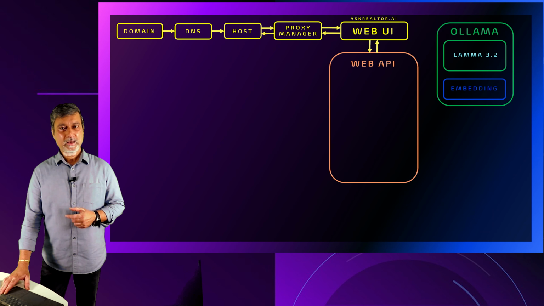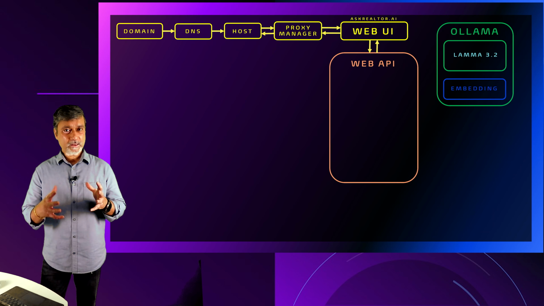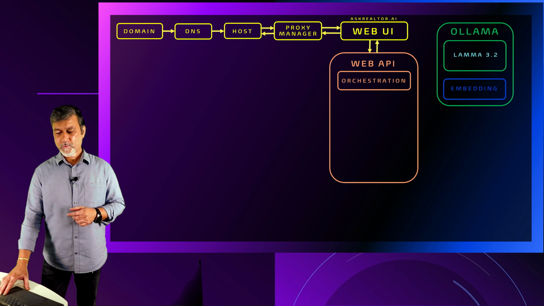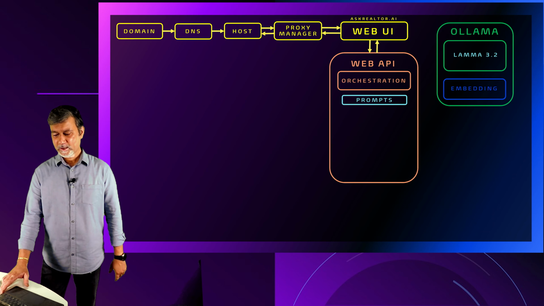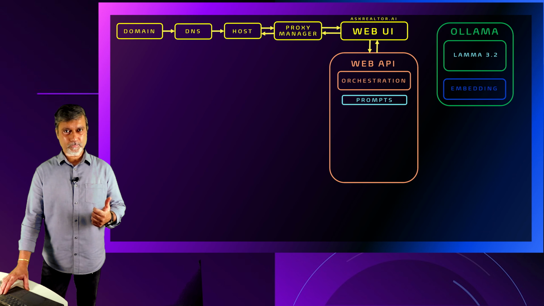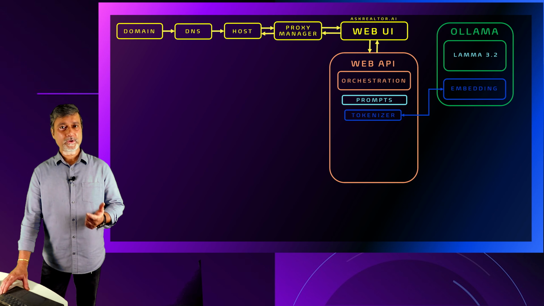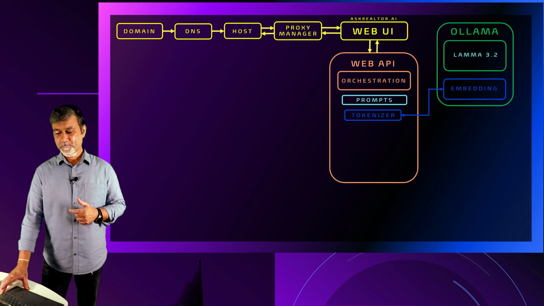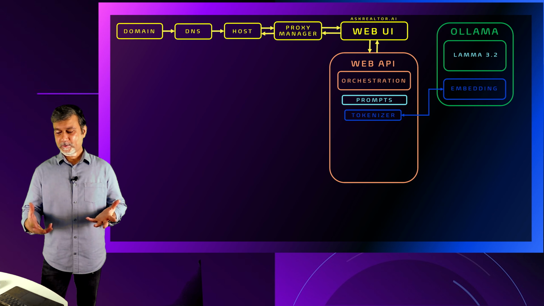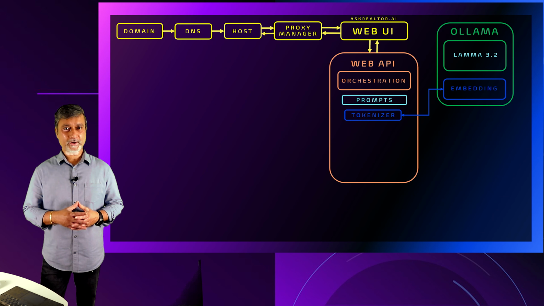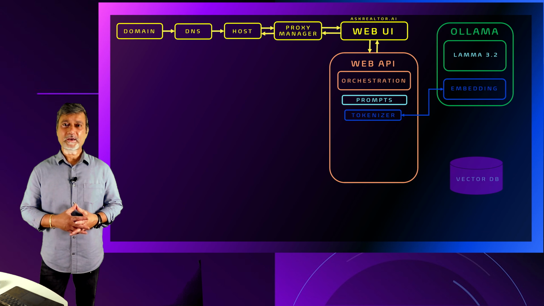So I'll be using another API, a web API, where I'll be orchestrating all these processes. That includes the right prompts, and the tokenizers that are going to work with the embedding models, and then also work with the vector database, which I decided to build on Postgres, because it supports plugins for vectorization.